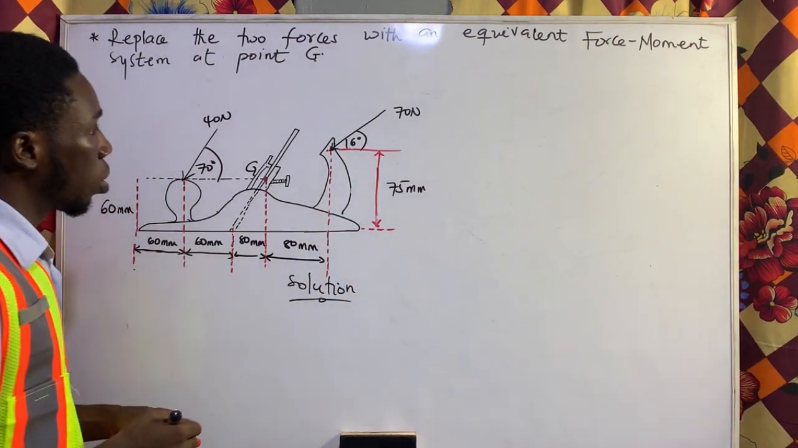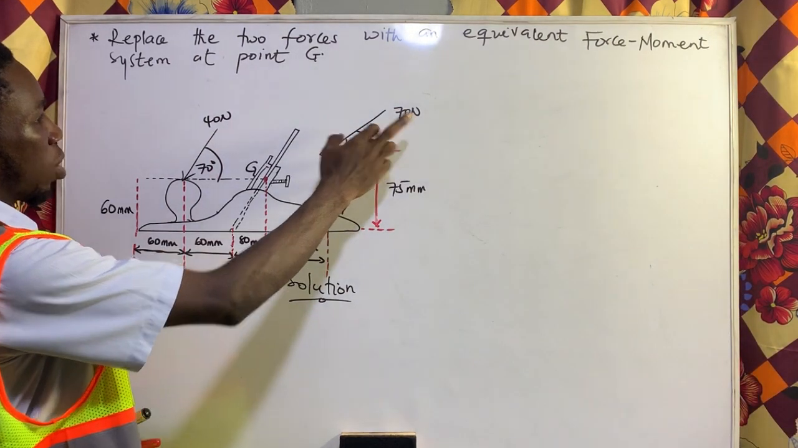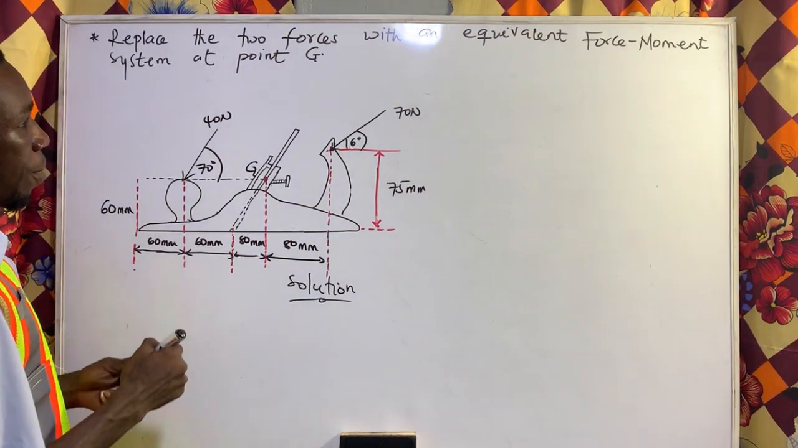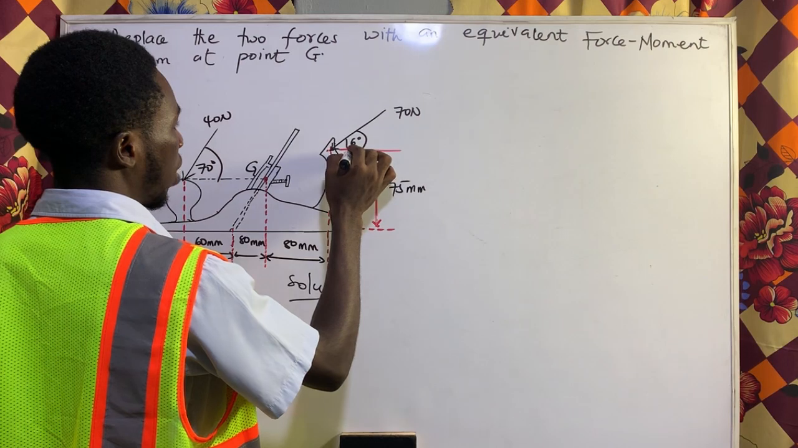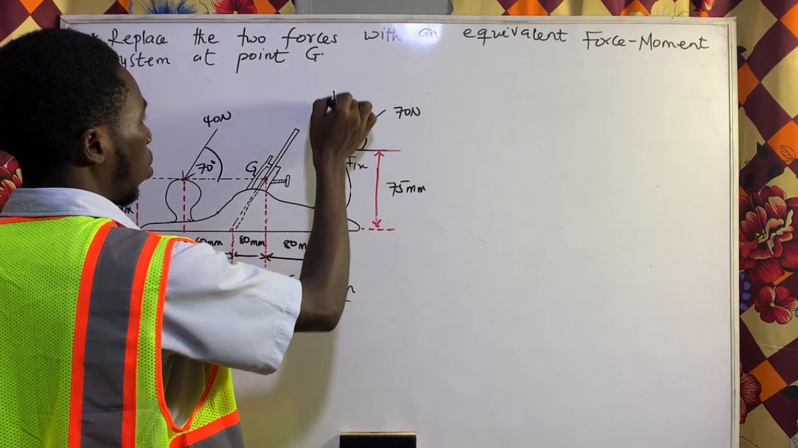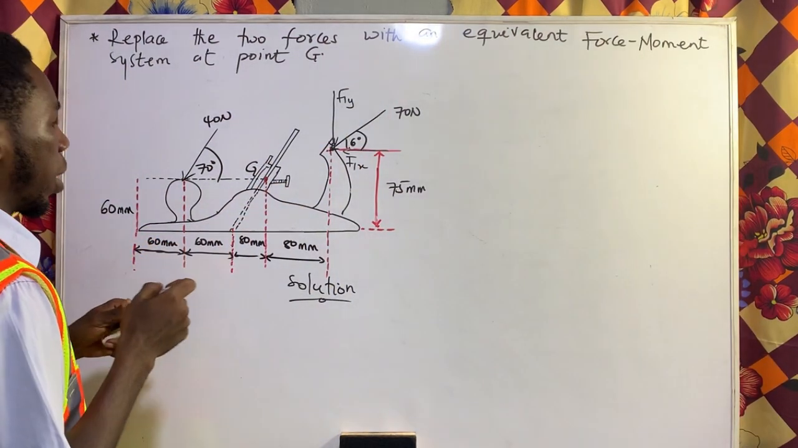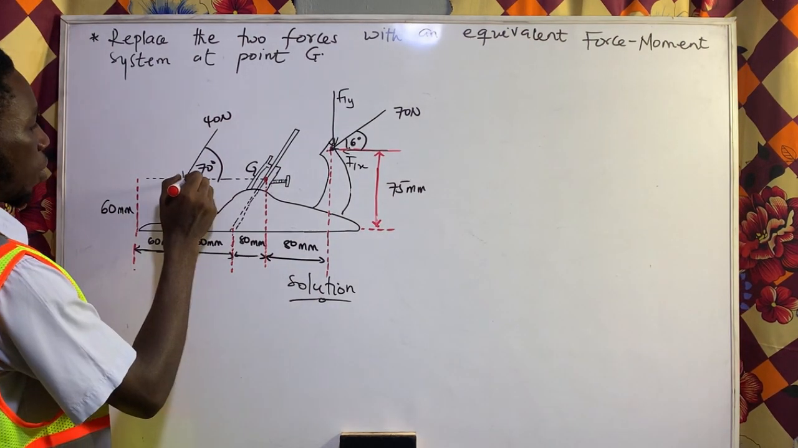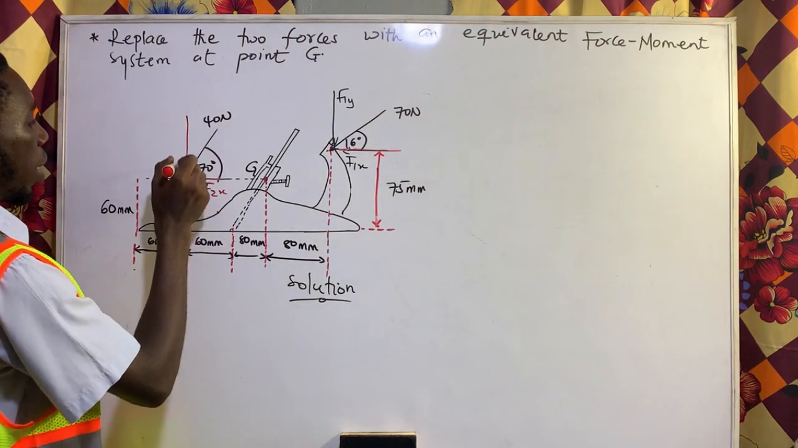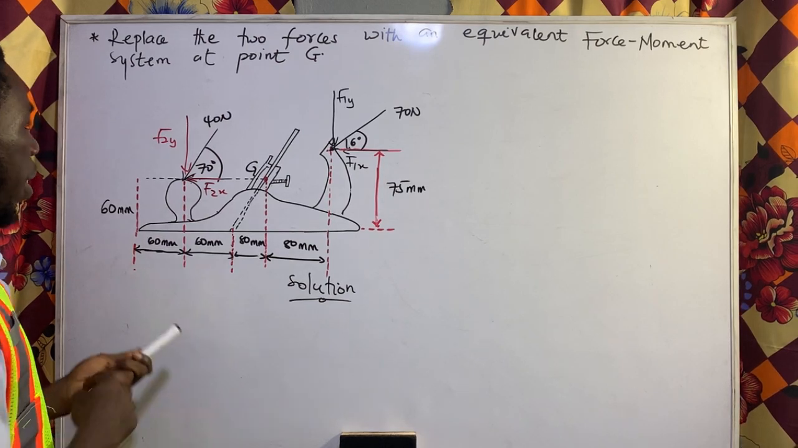Before you can get the resultant force, you must find the components of the 70 Newton force and the 40 Newton force. So let's name the x component of the 70 Newton force as F1x, and the y component as F1y. And then let's name the x component of this 40 Newton force as F2x, and the y component as F2y.